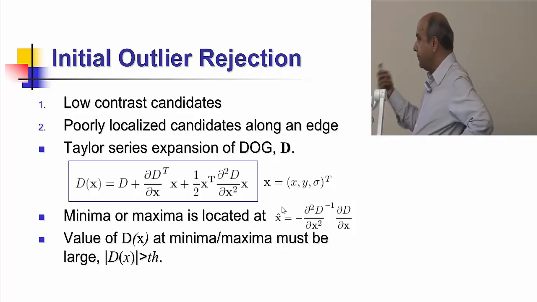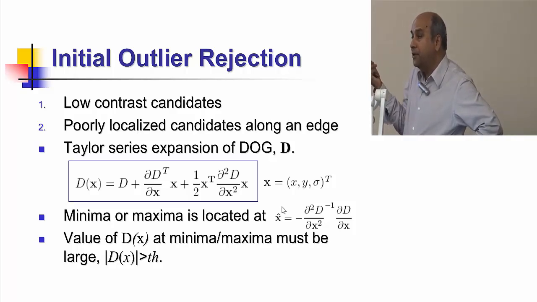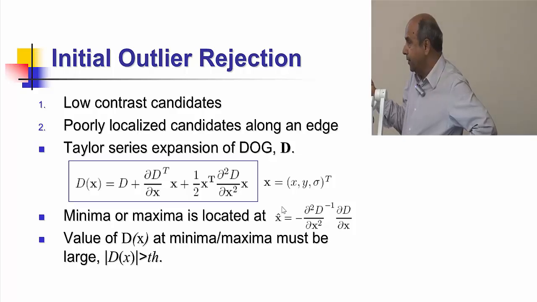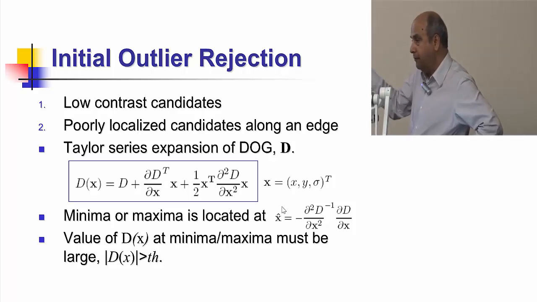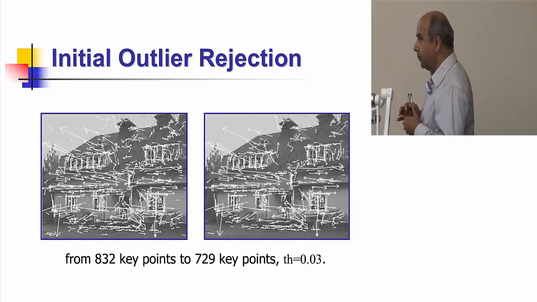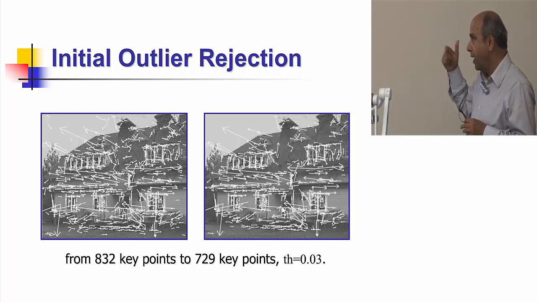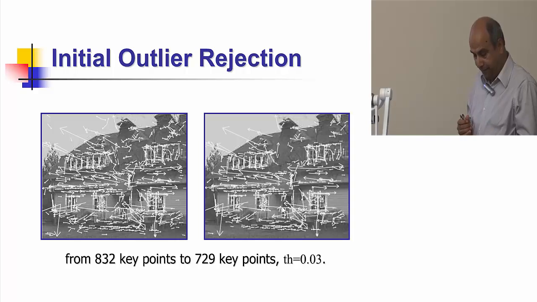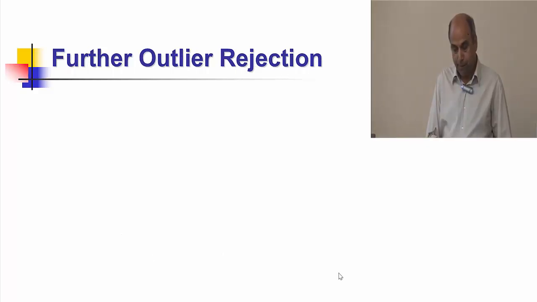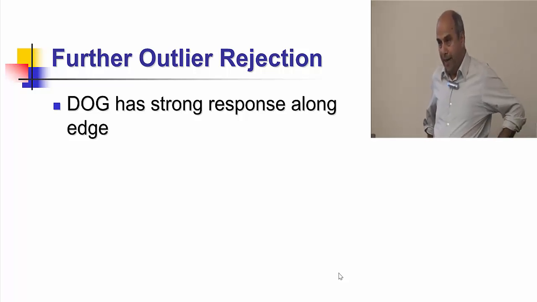If that value is above some threshold, it can be a minimum or maximum, but it may be very small, so we don't want to take that. It has to be above some threshold, and we'll pick that. That way, we are going to get some improvement. That is the first step after finding these candidate locations. We can do better, in particular along the edges, as we have talked about: the Laplacian of Gaussian is actually an edge detector, and will give you zero crossings at the edges.